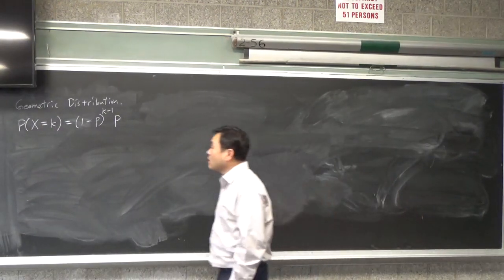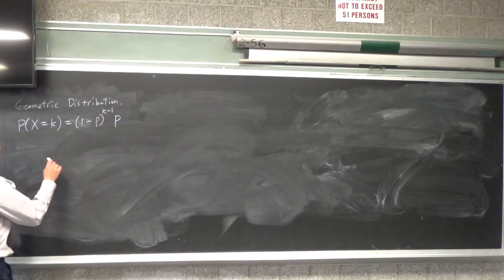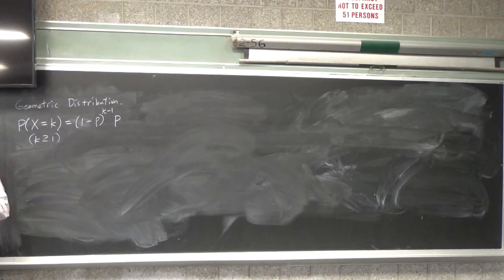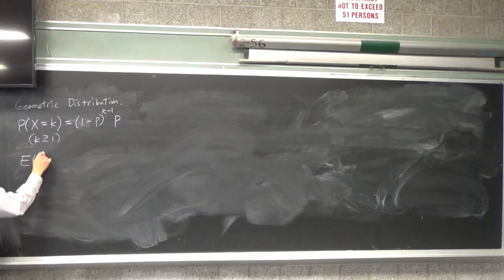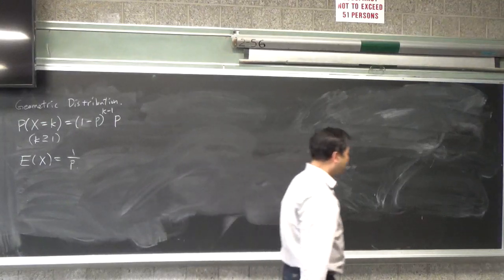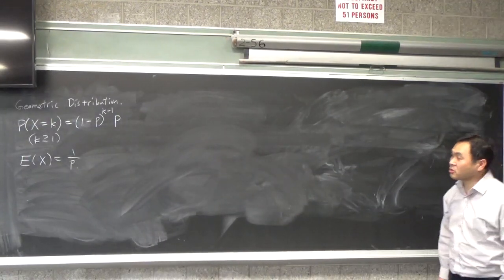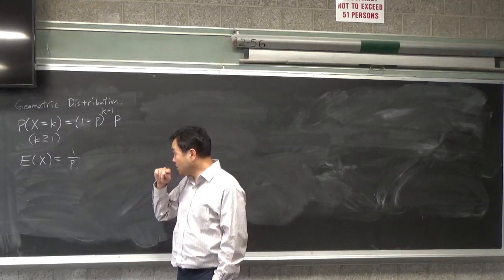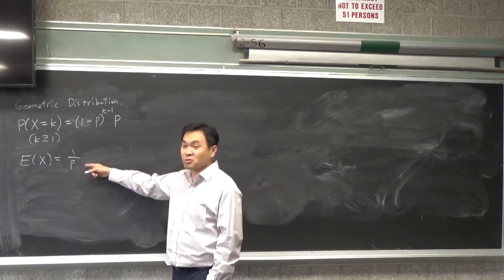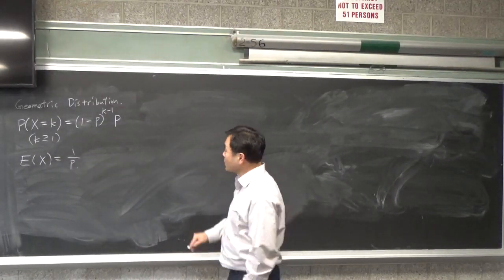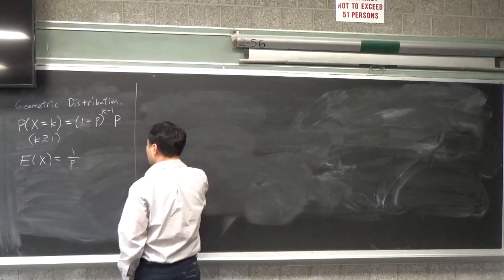And I made the comment that the expectation of x is equal to 1 over p. I want to show you this as a proof. I want to prove this because then you'll see the geometric series in action and you'll see where the naming comes from. Okay? Alright, so let's actually prove this.